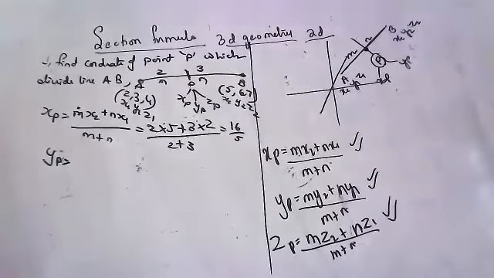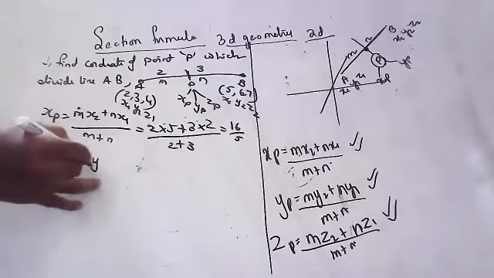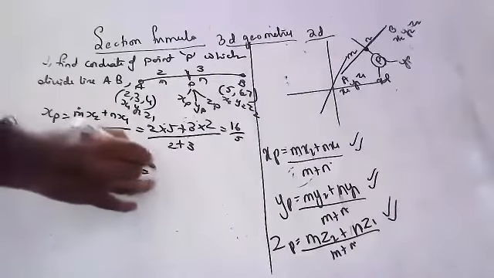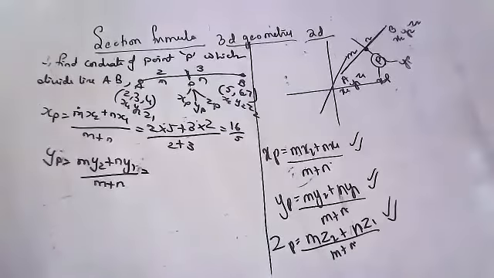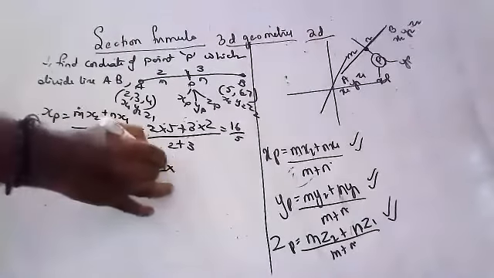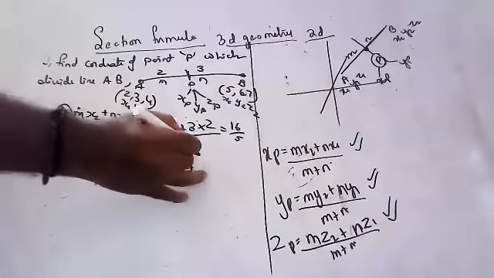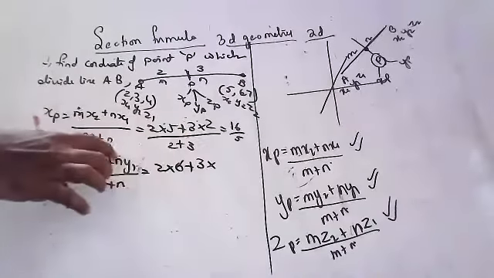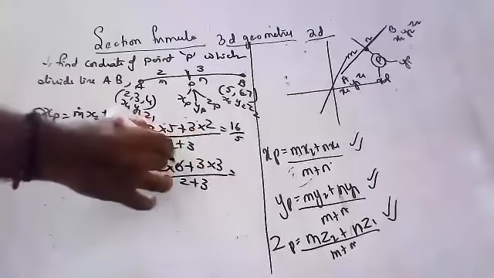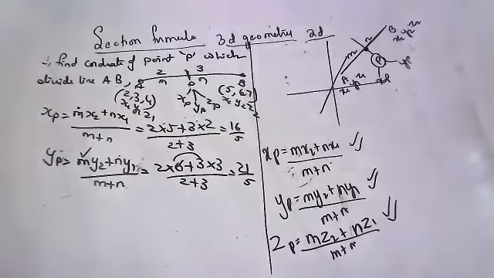Who will tell YP? Some other student. Who will tell the YP formula substitution? Sir, can I? Yeah, tell. What is m? m is 2. 2 into 6 plus 3 into 3, by 2 plus 3. So 12 plus 9 is how much? 21 by 5.